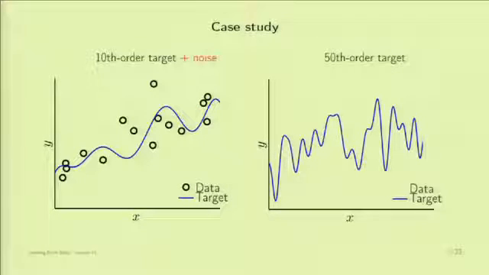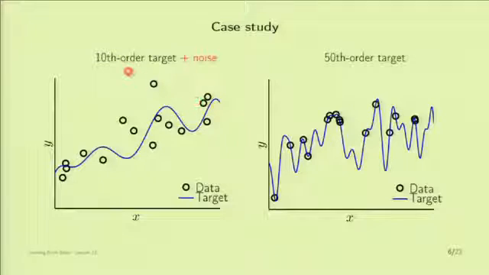Now, the other target, which is 50th order, is noiseless. I'm going to generate a 50th order polynomial, so it's obviously much more elaborate than the blue curve here, but I'm not going to add noise to it. I'm going to generate also 15 points from this one, but the 15 points, as you will see, perfectly lie on the curve. So this is the data, this is the target, and the data lies on the target. Okay, so these are two interesting cases.